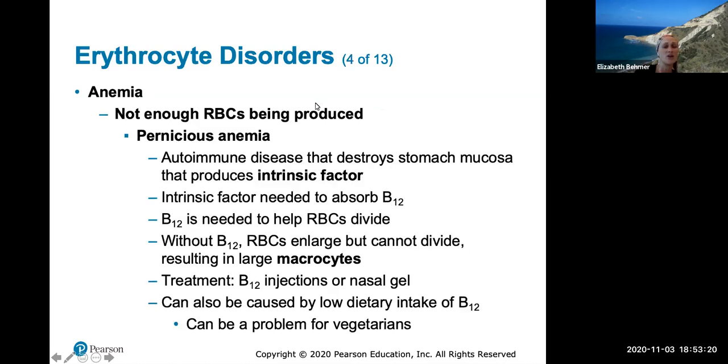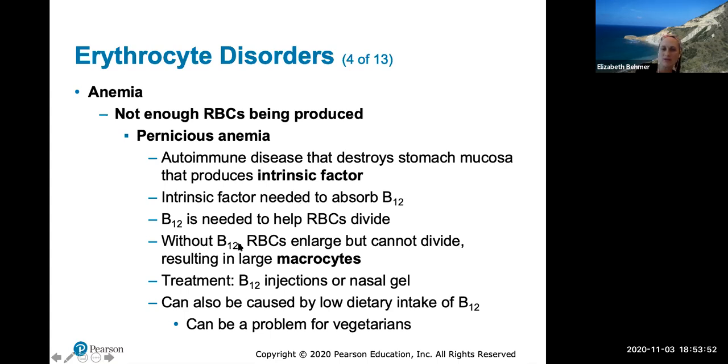Pernicious anemia is an autoimmune disease. Whenever you hear the word autoimmune disease, that means the body attacks itself. So pernicious anemia has nothing to do with a supplement or losing red blood cells by any hemorrhaging, but it's an autoimmune disease that destroys the stomach mucosa, the lining of your stomach, that produces intrinsic factor. Intrinsic factor is needed to absorb B12 from your diet, and B12 is needed to help your red blood cells divide.